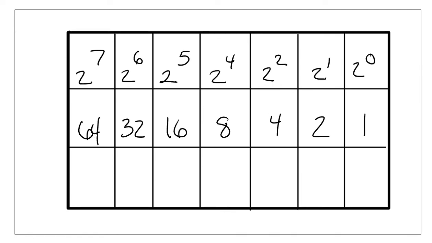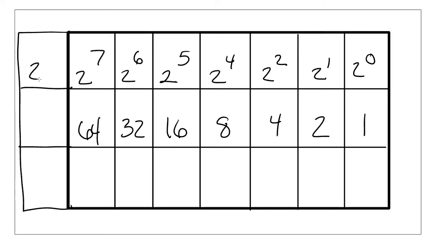Am I missing one? 1, 2, 3, 4, 5, 6, 7. I am missing one. I'm going to draw this last one on the end. We're supposed to have 8. Somehow I didn't have that last one. So 2 to the 8th. This is 128. Now these are all natively 0 right here.